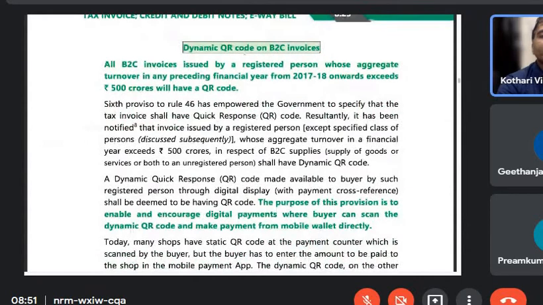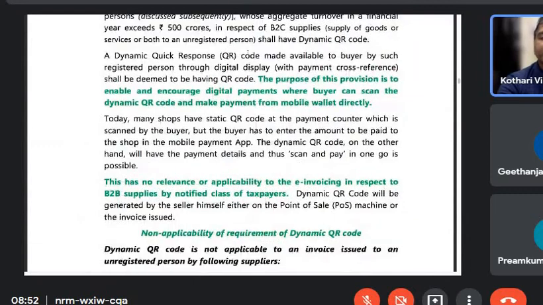So a dynamic QR code for B2C invoices: all B2C invoices issued by a registered person whose aggregate turnover in the preceding financial year exceeds 500 crore will have a QR code, but as on date this is not applicable since it has been kept in abeyance.